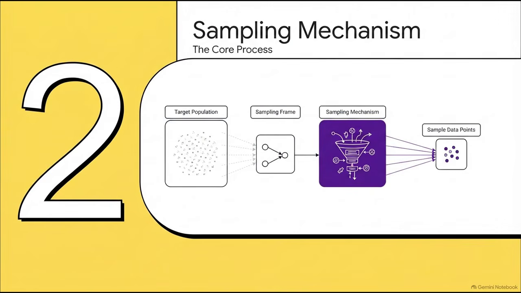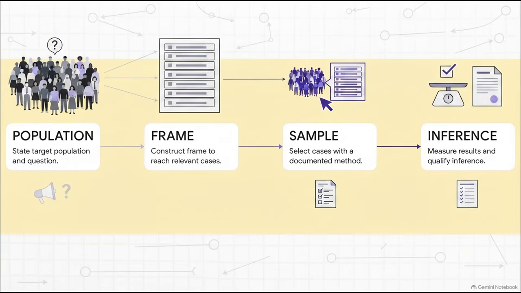Section 2, the sampling mechanism. All right, now that we've got the vocabulary, let's look at the engine itself. The specific path we take to gather data matters a ton. It's a four-step sequential path. First up, you state the target population. Who or what are we asking about?